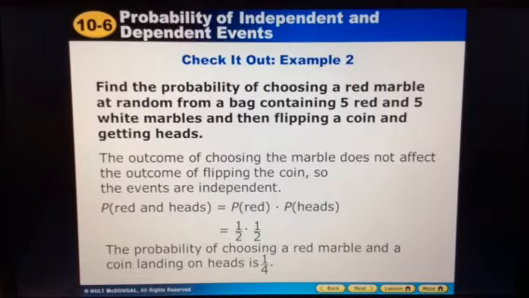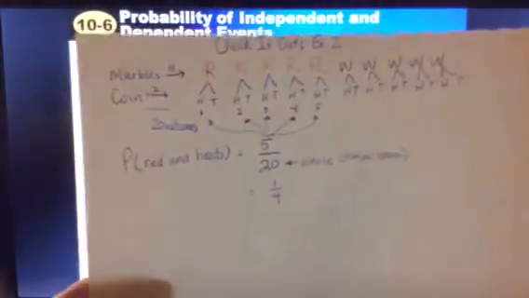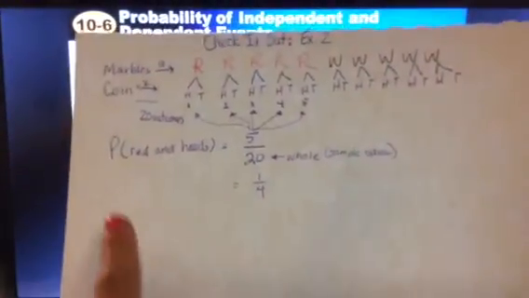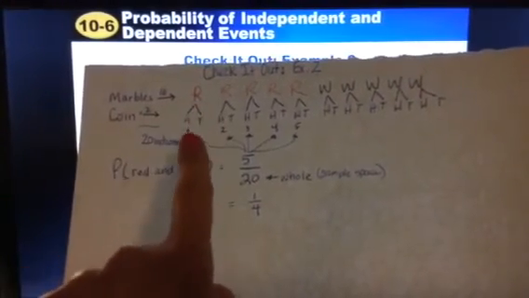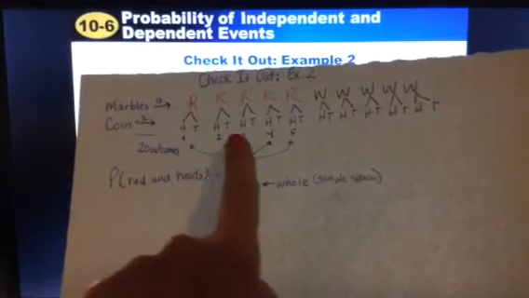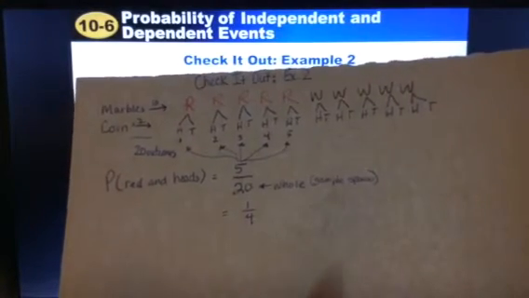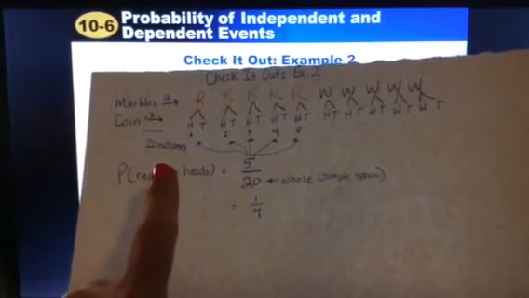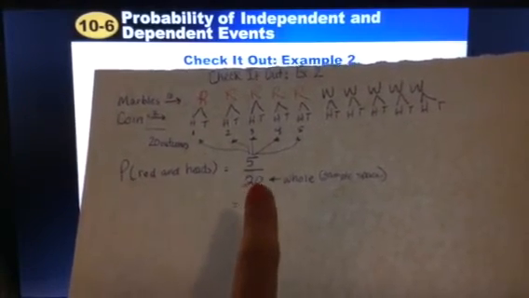Now, to look at that on a tree diagram, like we did in our last section, that's going to look like this tree diagram right here. So we have the number of marbles. There's 10 of them, so I wrote those out, 5 red, 5 white. Then the effect on the coin, well, 2 outcomes, head, tail, all the way across. So that's 20 outcomes. Well, that's counting principle, 10 times 2 equals 20. So we've got a denominator of 20.